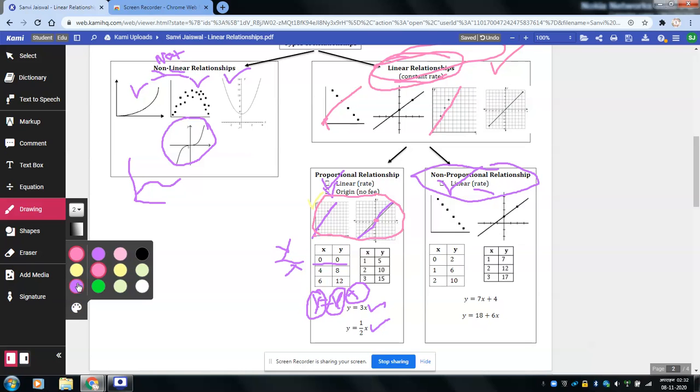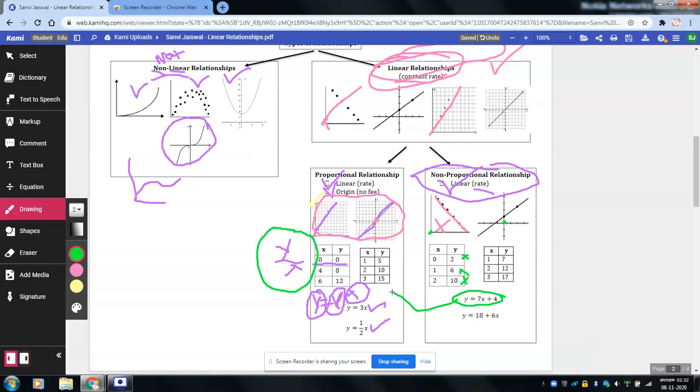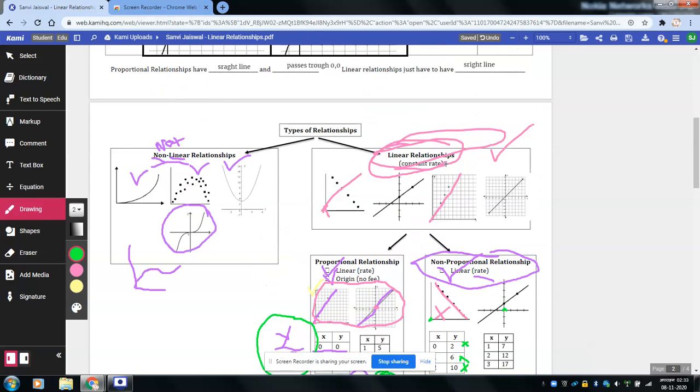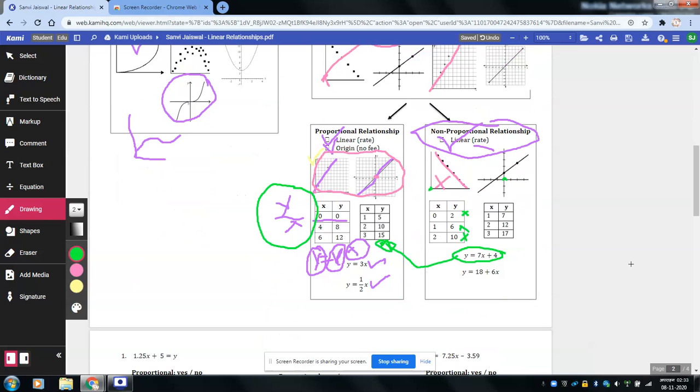And non-proportional are simply just the opposite. So like over here, it's a straight line, but it is not crossing through your origin because your origin is right here. But it does not cross through there. And in your table, whenever you divide your y and your x, it does not come out the same number. And in your equation, it doesn't match your equation over here. That's how to identify whether things are proportional and not, and linear relationships and non-linear relationships on your coordinate grid and in your table.